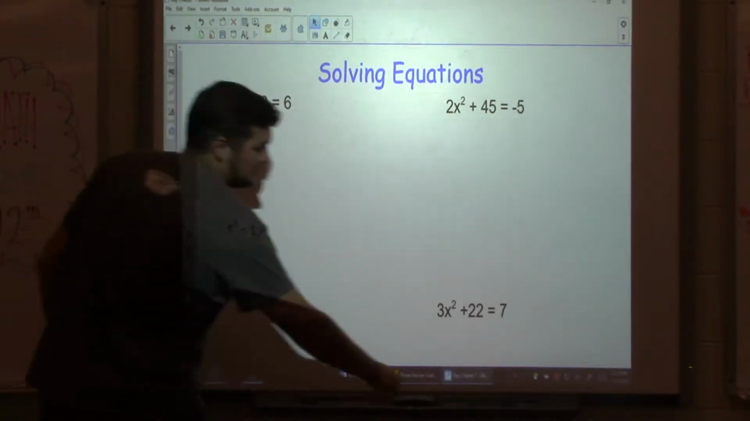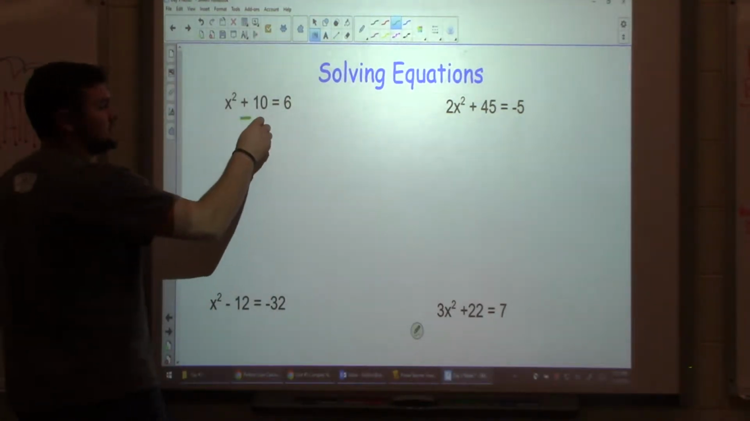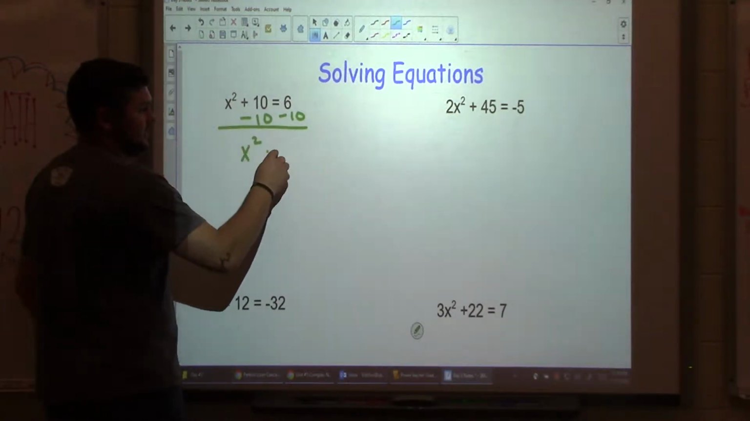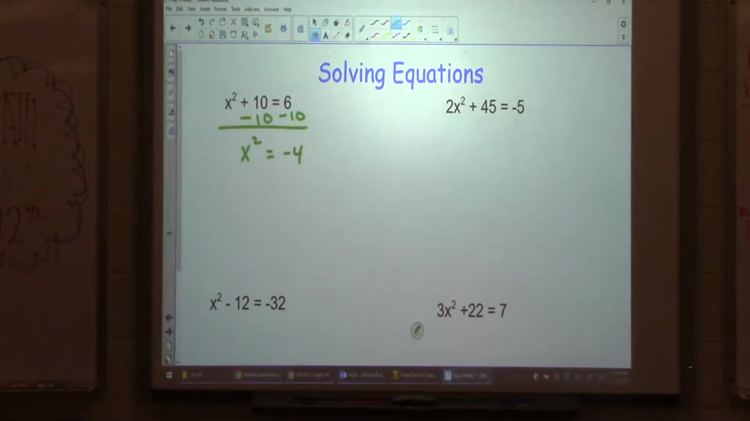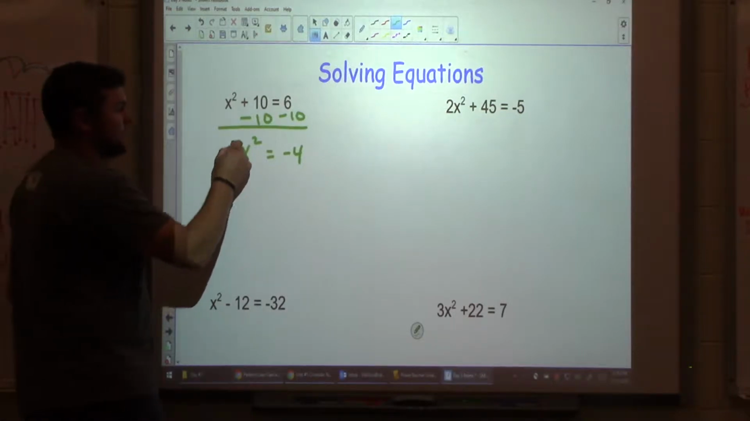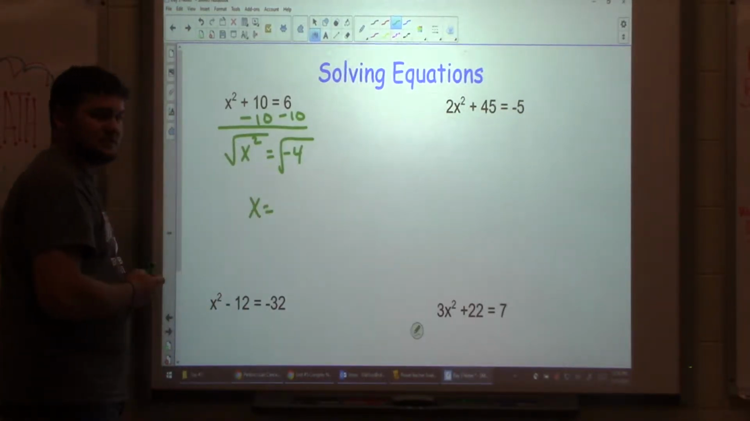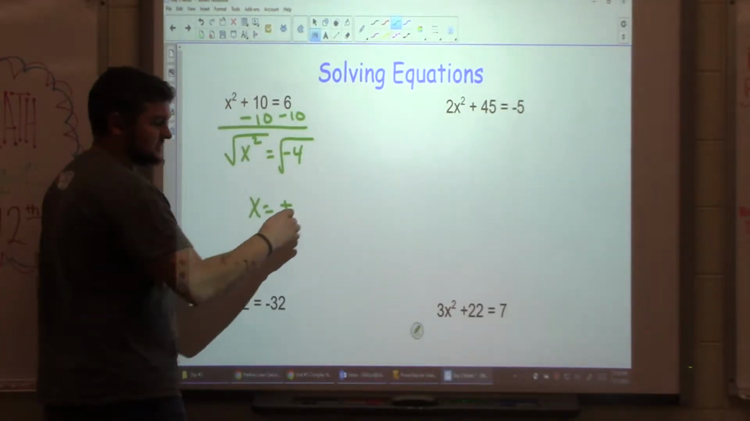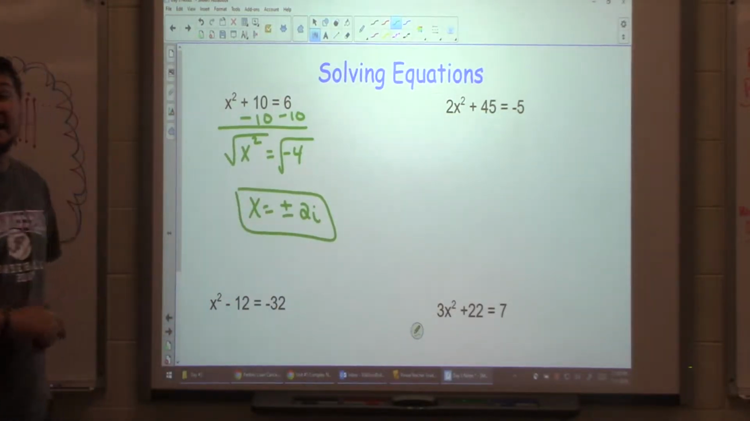x squared plus 10 equals 6. To solve that equation, I just subtract 10. x squared equals -4. Wow, it's weird, -4 pops up like I was talking about. How would I solve this? Square root it. We get x equals plus or minus 2i. We should get two answers. They can be positive or negative 2i.